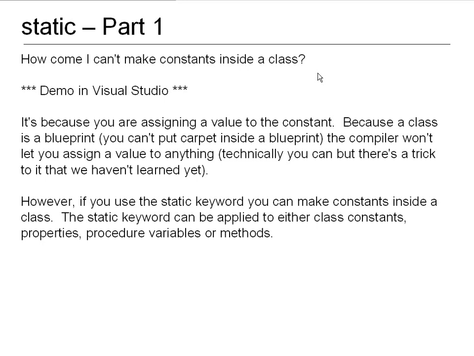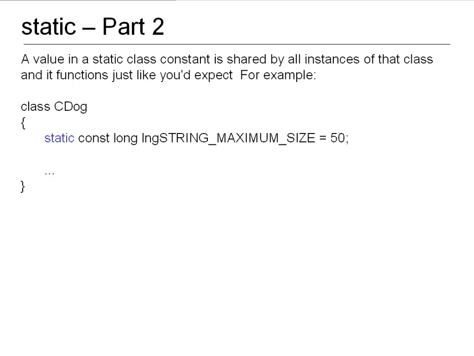And the static keyword can be applied to either class constants, class properties, procedure variables for classes, or class methods themselves. A value in a static class constant is shared by all instances of that class, and it functions just like you'd expect. So if we have CDog, static const long, string maximum size, we can use that everywhere inside our dog class and make it happy.